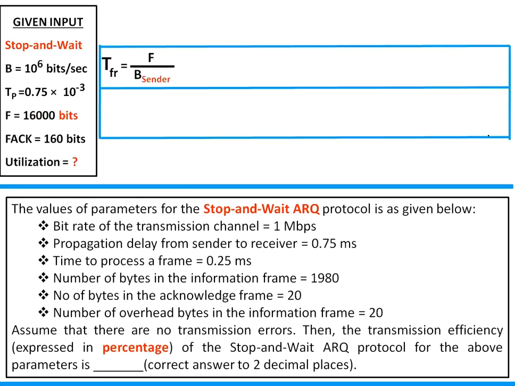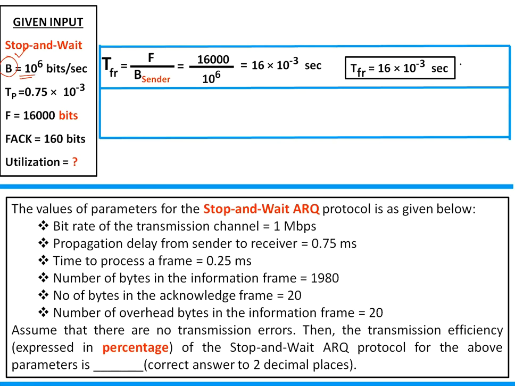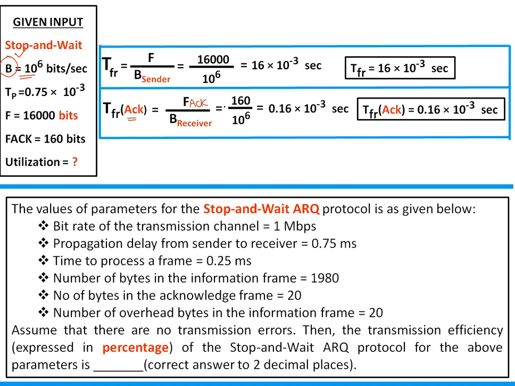So these 2 points you have to understand. Overhead bytes in information frame is nothing but header, purely overhead to the network, guys. Fine. TFR is equal to F by bandwidth of sender. In this case, they didn't mention the bandwidth of receiver. So you have to consider symmetric bandwidth. That means both sender and receiver will have same bandwidth. F by 10 power 6, whereas TFR of acknowledgement is F of acknowledgement by bandwidth of receiver.